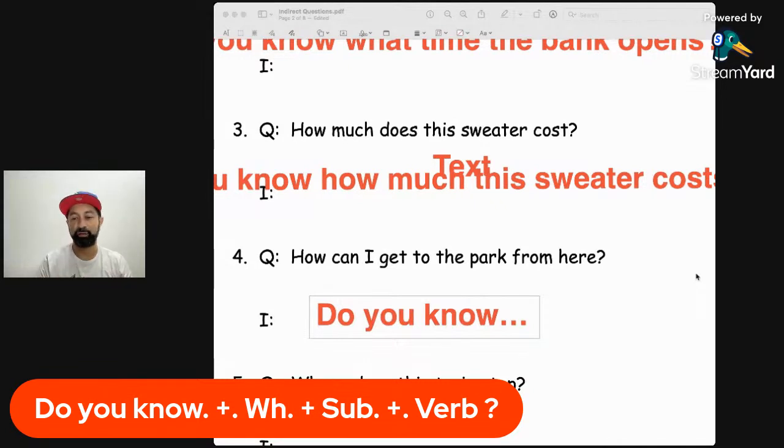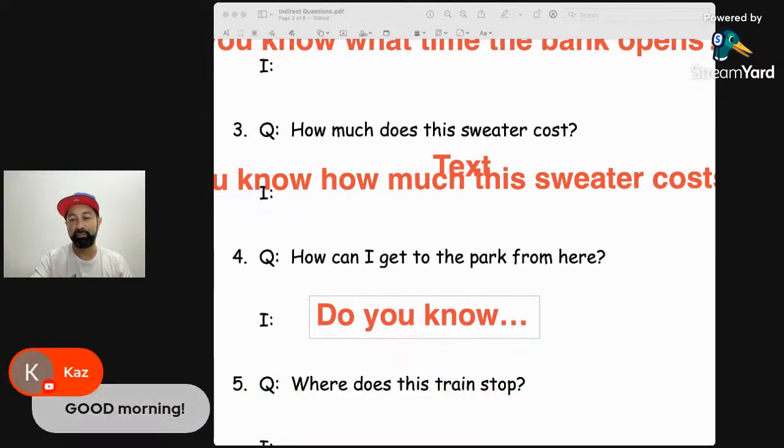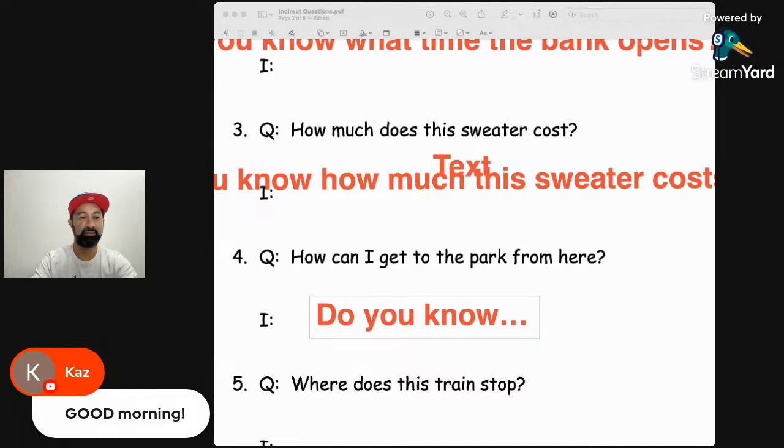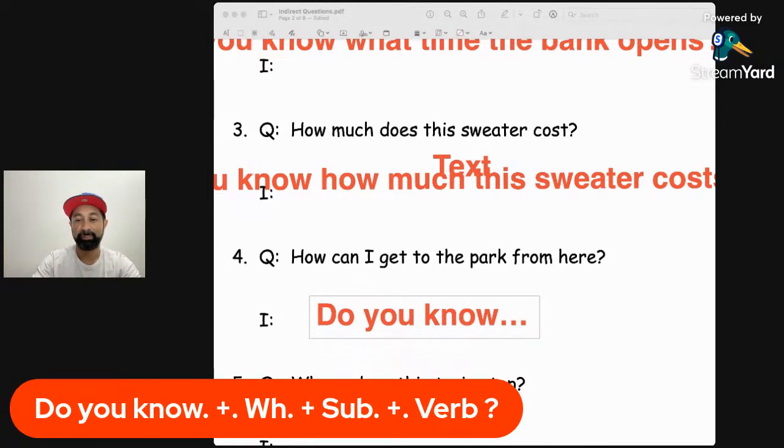We've got two verbs. Kaz, good morning. How are you today? I hope you're having a great Saturday morning. If you are in Japan, which I am, it's super rainy. It's not very nice outside, but I'm hoping you're having a good morning.